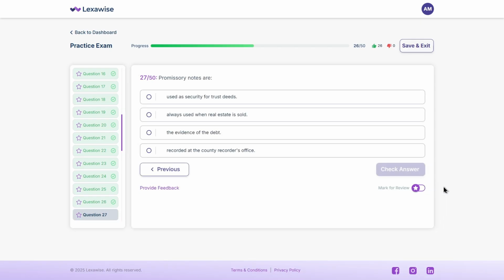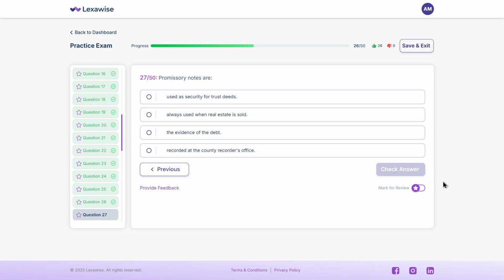Promissory notes are A. Used as security for trust deeds. B. Always used when real estate is sold. C. The evidence of the debt. D. Recorded at the county recorder's office. Think it over.